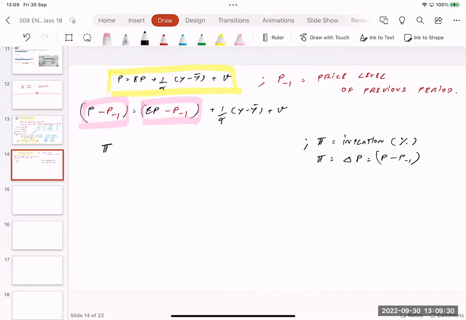So P minus P minus 1 is actually inflation, so we're going to write it down as pi. Expected price, what people think about the price today, minus the price in the previous period, we call expected inflation, E pi, okay? The rest is the same, okay? This is what we have.